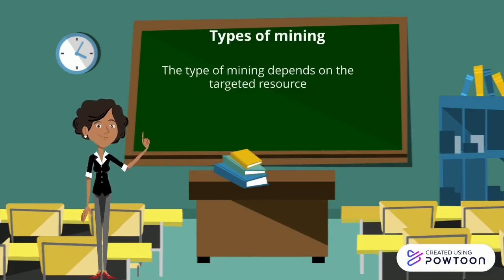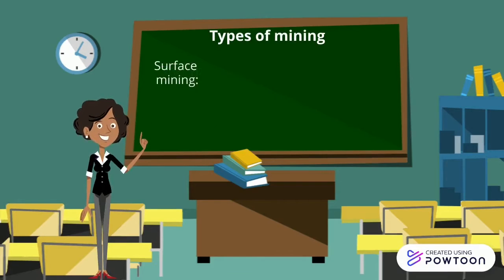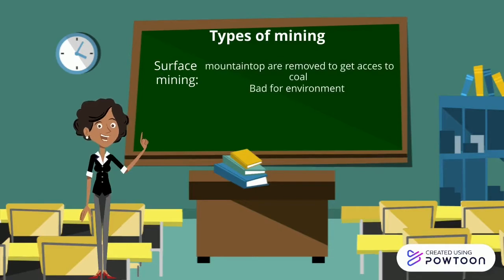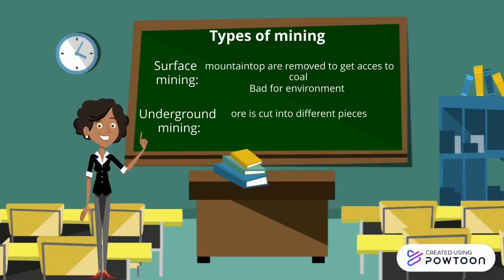The type of mining used depends on the targeted resource. For example, coal is generally extracted by surface or underground mining. Surface mining is way worse for the environment because the surface is removed to get access to the coal, which often leads to entire mountaintop removal. By using underground mining, the ore is cut into different pieces and removed by controlled explosions.